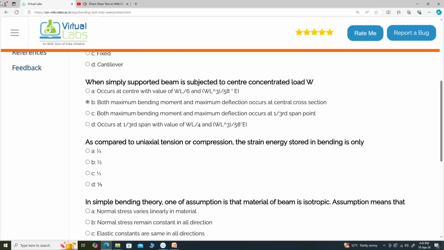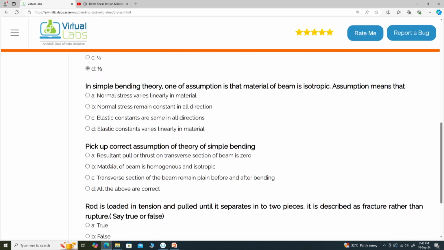Then the next question is, as compared to uniaxial tension or compression, the strain energy stored in bending is only 1/3. In simple bending theory, one of the assumptions is that material of beam is isotropic. This means that elastic constants are same in all directions. So material is isotropic means in all directions the elastic constants are same.